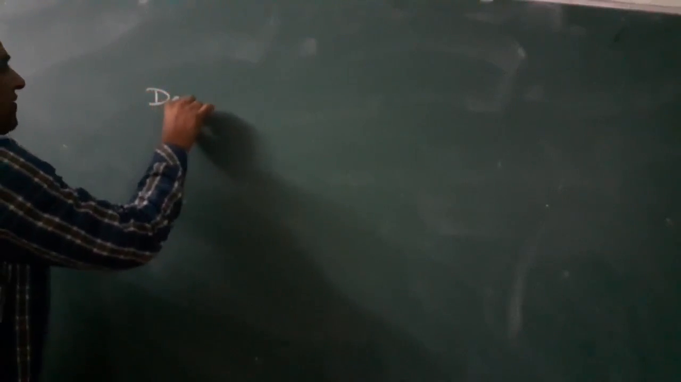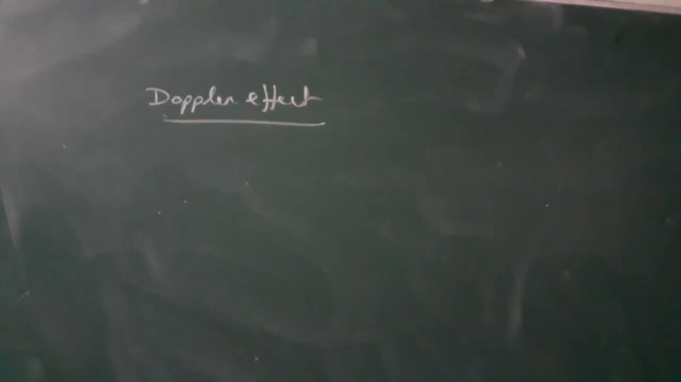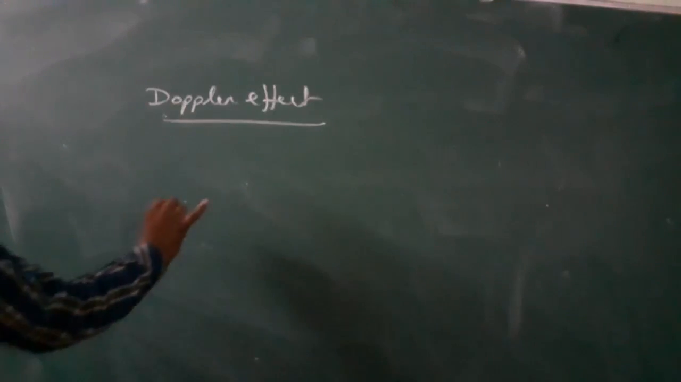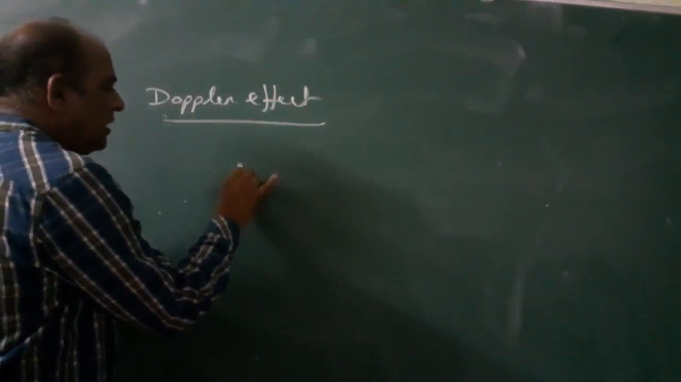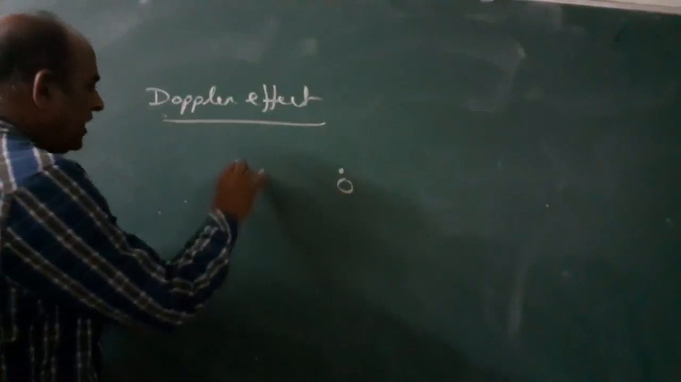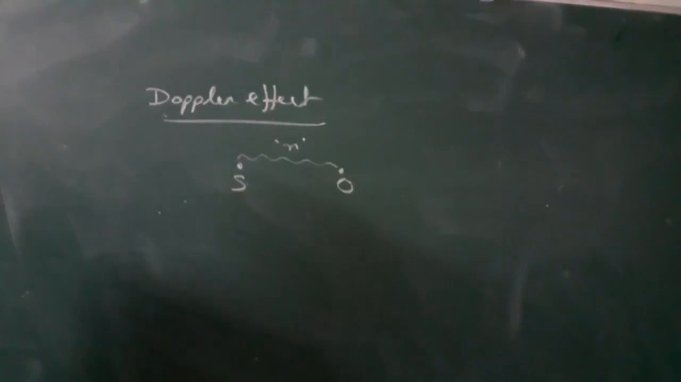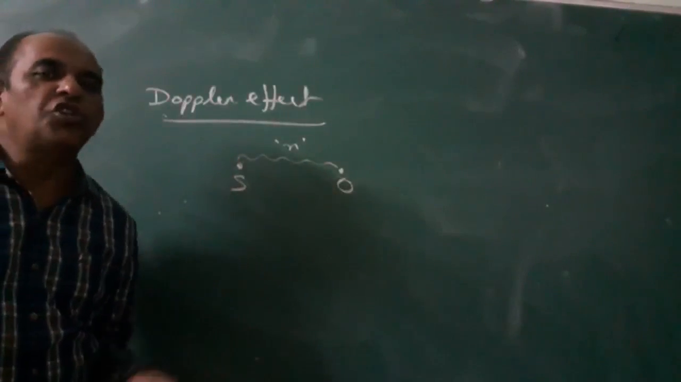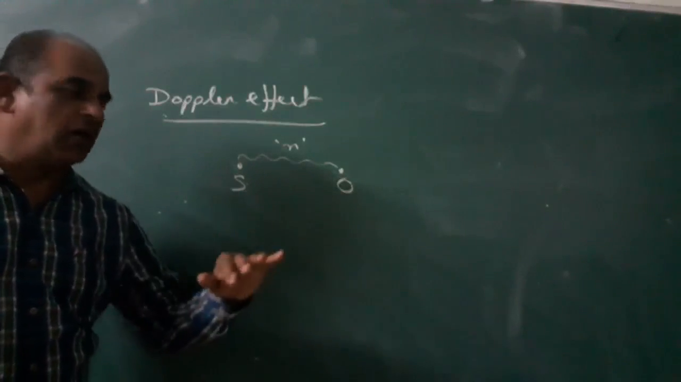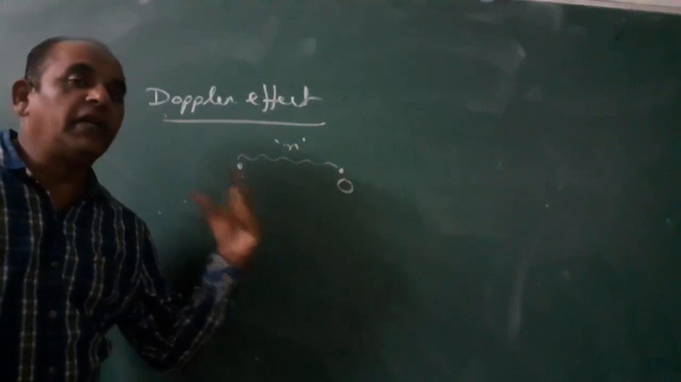Next, the last topic is the Doppler effect. This is the source of sound, this is the observer. Both are at rest, then the sound waves reach the observer with frequency n. If the observer or the source or both are in motion, that means there will be relative motion.